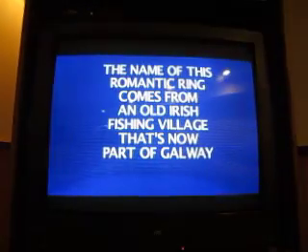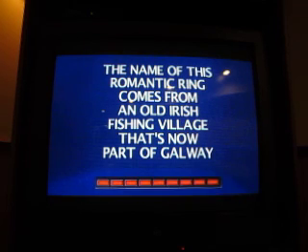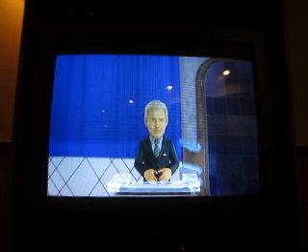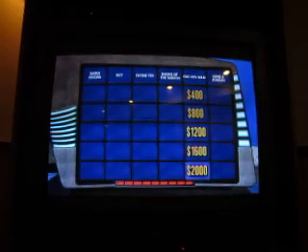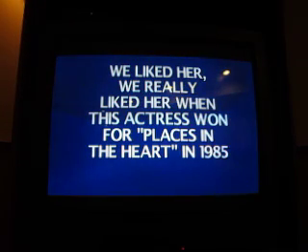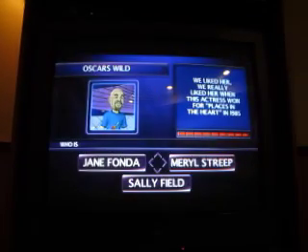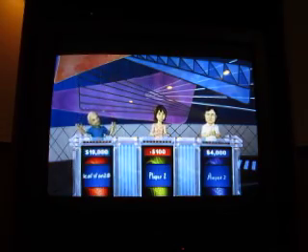Player one, the name of this romantic ring comes from an old Irish fishing village that's now part of Galway. Here's what we were looking for, Claddagh. Never heard of that. Player one, Oscar's pick again, please. Four. We really liked her when this actress won for Places in the Heart in 1985. Okay, player one. Who is Sally Field? Good for you. All right, it's 19,000.